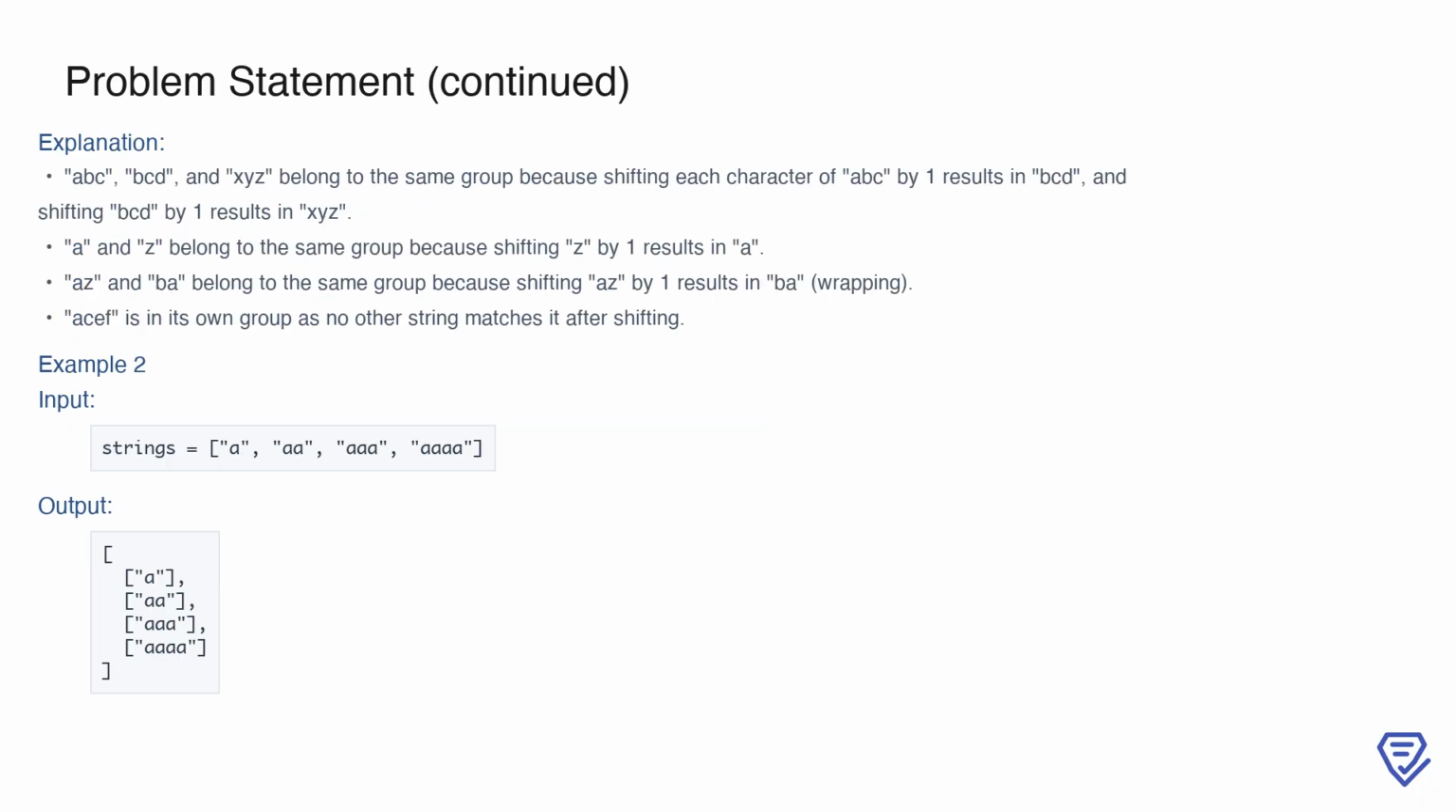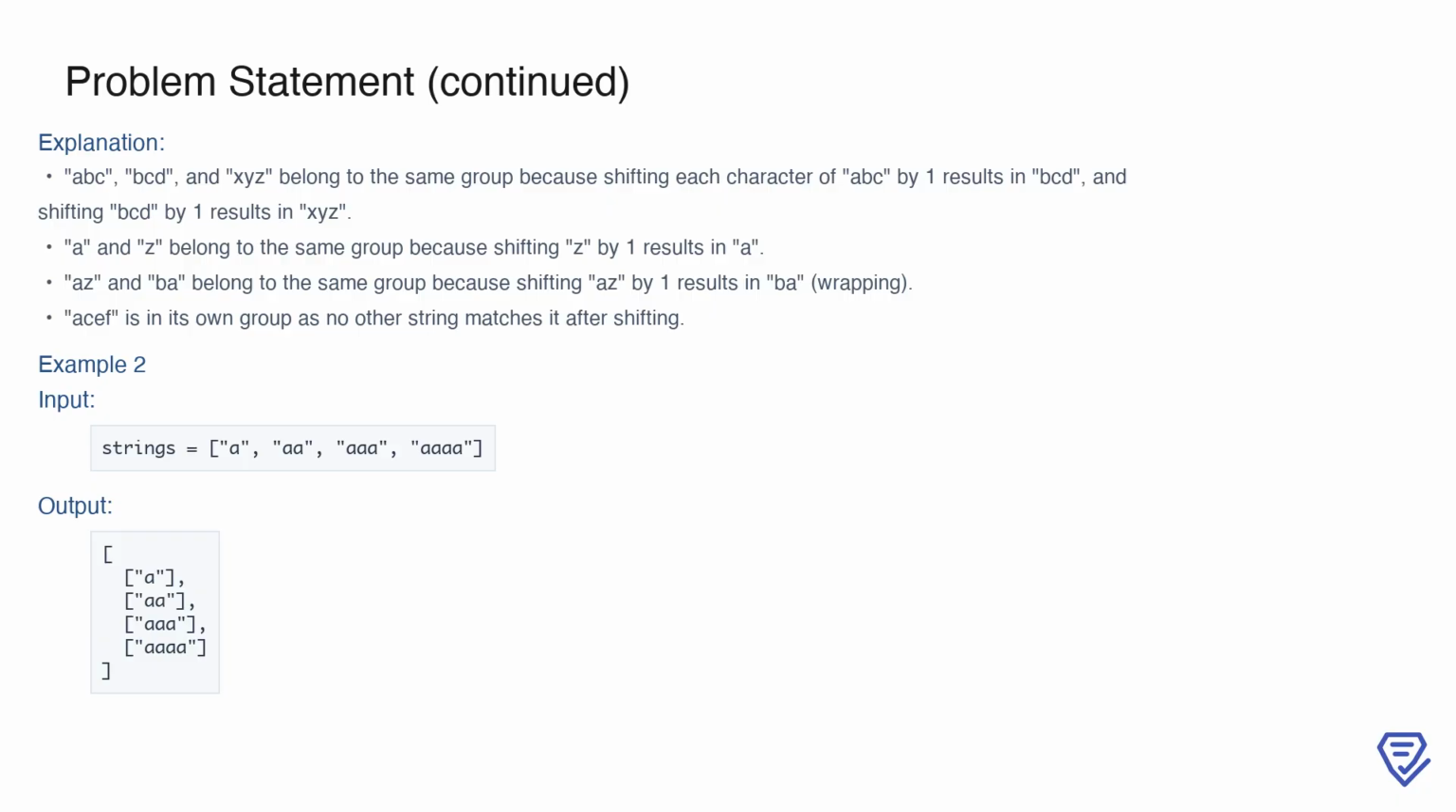To further clarify, let's break down the explanation of the example. In the group ABC, BCD, XYZ, notice that shifting each character of ABC by 1 results in BCD, and shifting BCD by 1 results in XYZ. This demonstrates that all three strings share the same shifting pattern. In the group Z, shifting Z by 1 wraps it back to A, which means these two strings belong together. The group AZ-BA works similarly. Shifting AZ by 1 gives BA, and shifting BA by 1 wraps it back to AZ. Finally, ASF is in its own group because no amount of shifting can produce any other string from the input.